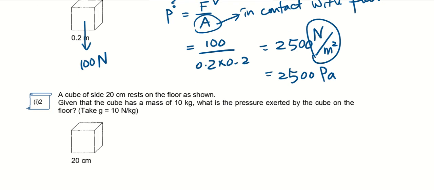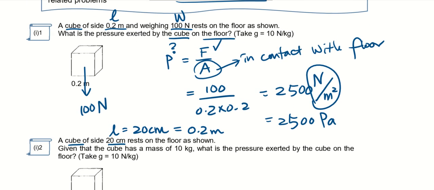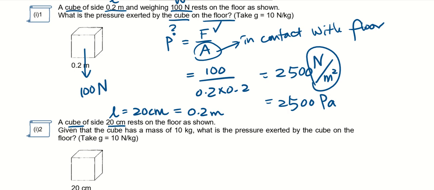Now I2. A cube of side 20 cm, so again it's a cube, so all the sides are the same length. The length is now 20 cm. If we want, we can change it to 0.2 meters first, and then this makes it the same dimension as I1. Now, given that the cube has a mass of 10 kg, so this is the mass, what's the pressure exerted by the cube on the floor?